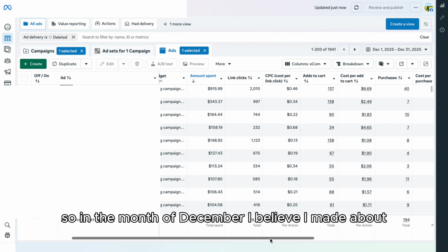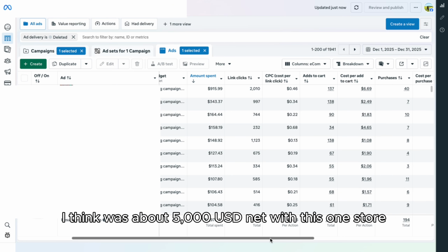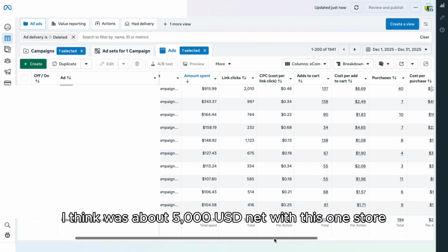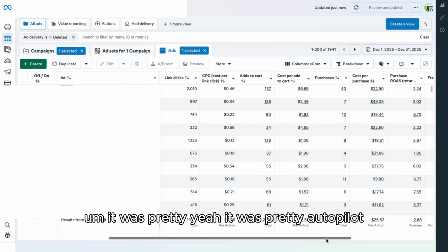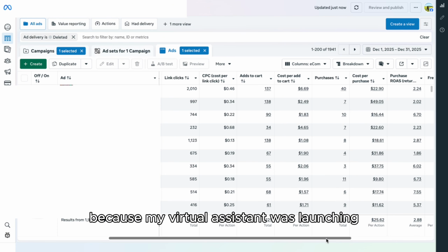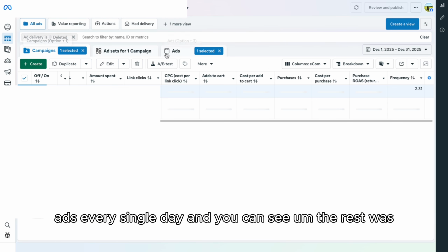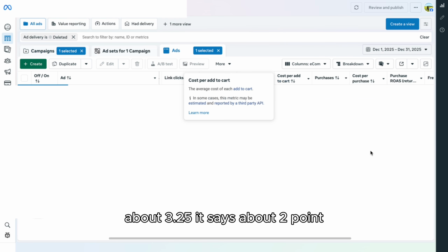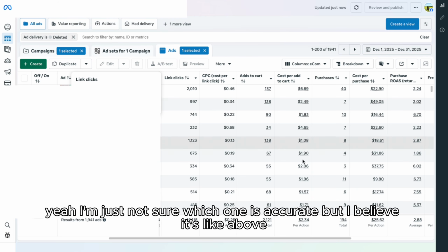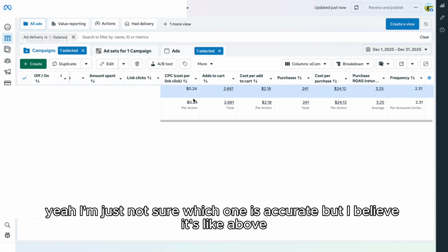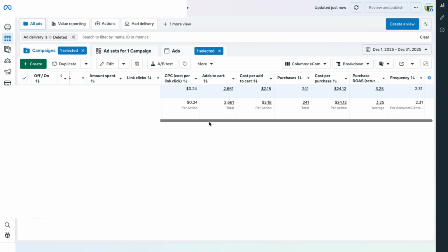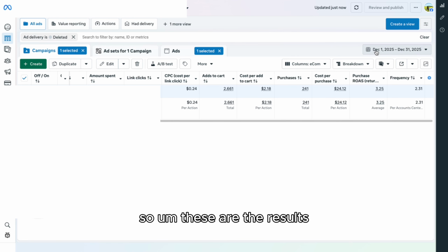So in the month of December, I believe I made about 5,000 USD net with this one store. It was pretty autopilot because my virtual assistant was launching ads every single day. And you can see the ROAS was about 3.25. It says about 2. I'm just not sure which one is accurate, but I believe it's above 3. So these are the results.